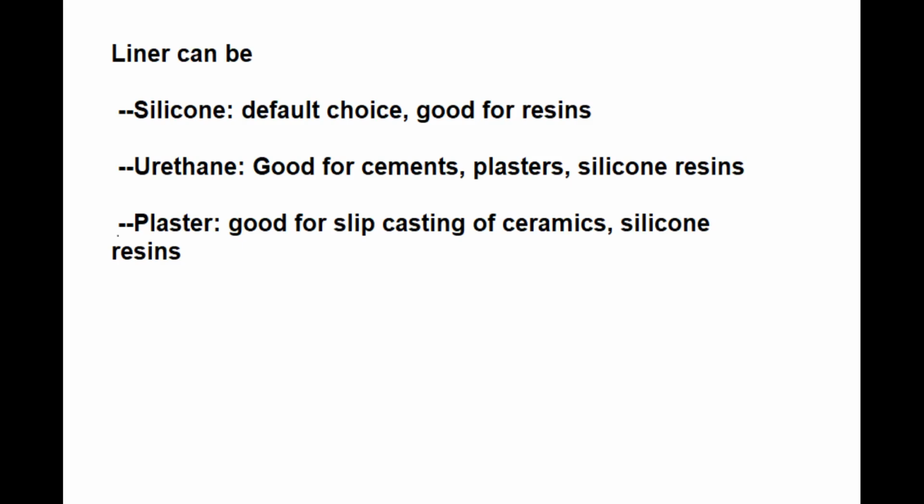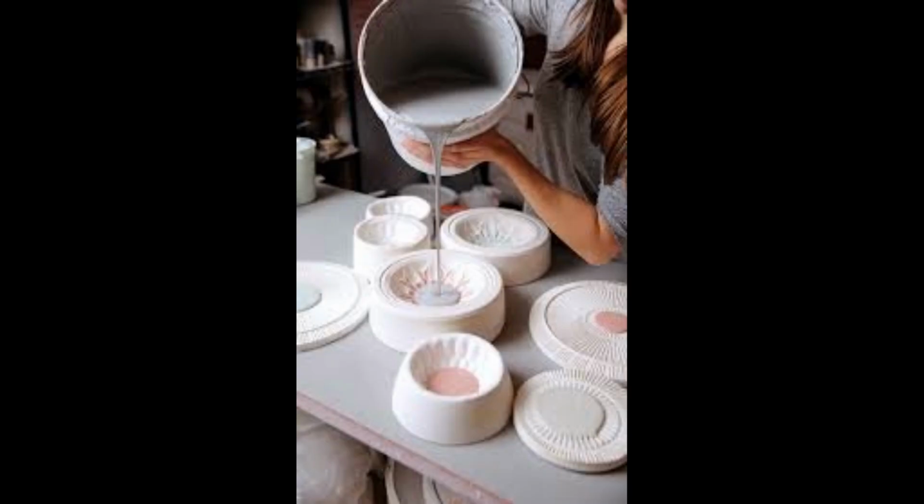The third option is to have a plaster liner. I don't mean casting plaster. For that, you would use urethane, but rather making the mold out of plaster. There's one scenario in which you would do this. If you're a ceramicist and you're doing slip casting, we can make the inner liner out of plaster for you. This is also a very specialized situation.